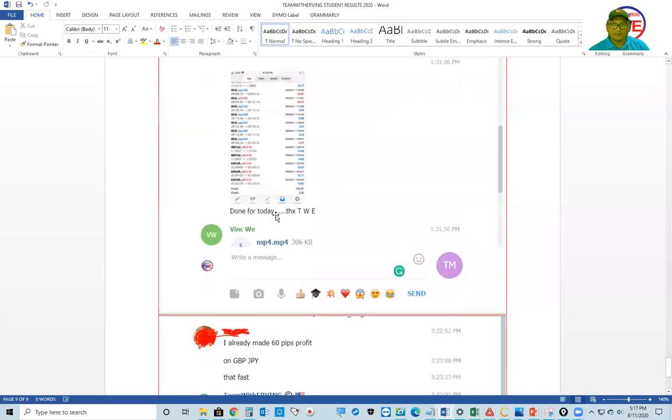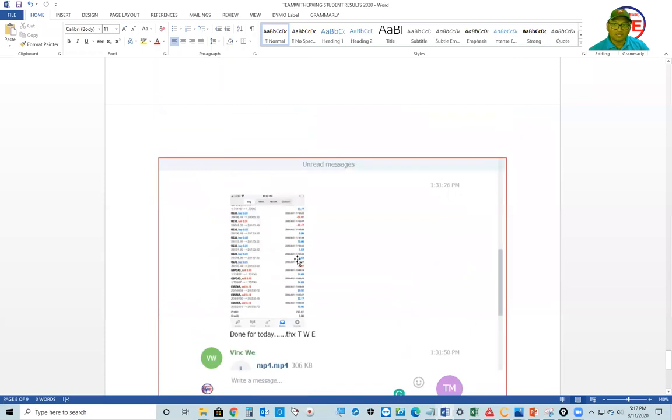Look at this other trader here. Look, done for the day, thanks to whom? TeamWithERVING. This is trading with the multiple time frame system.